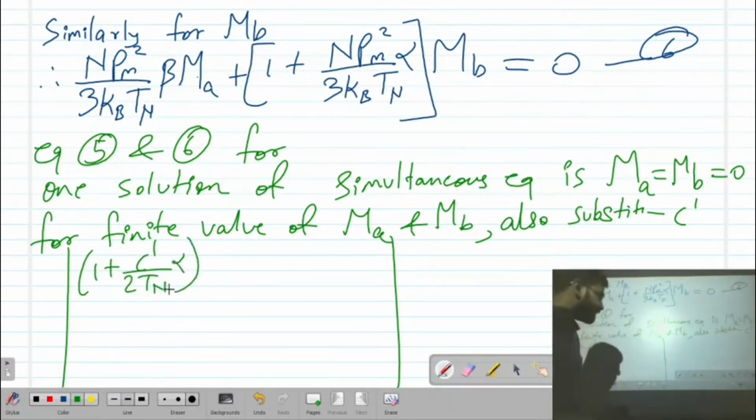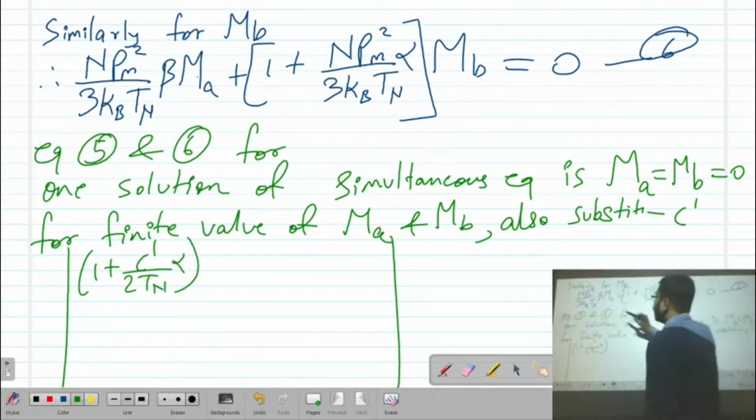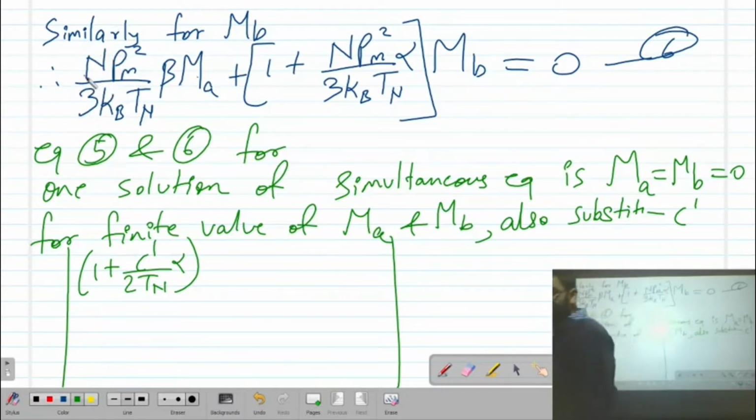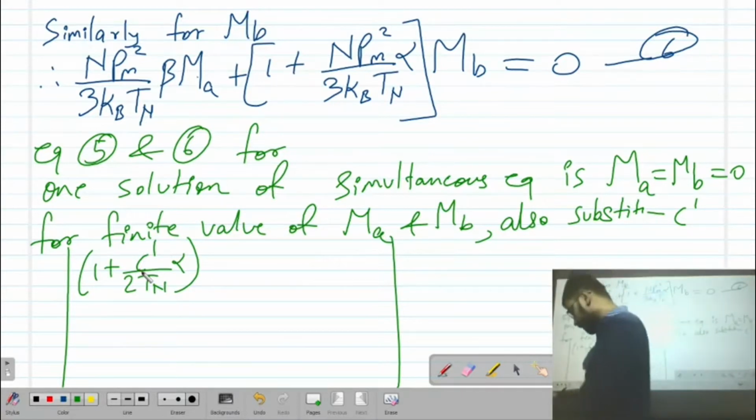Remember, in C dash we have only taken n Pm by 2, Pm by 3. The 2 was there, but it is not written. The 2 is not multiplied over here, so we are dividing this 2, because in C dash we have not considered 2. That factor was not there. You can see the value of C dash, and if you compare, then it will be more clear.